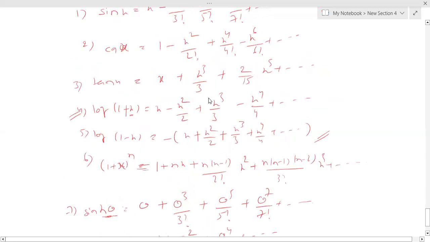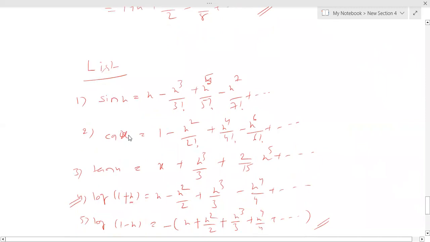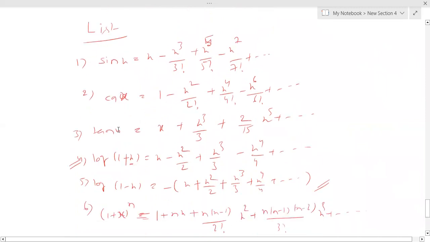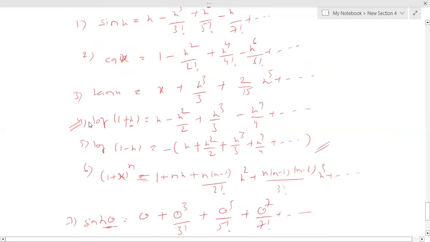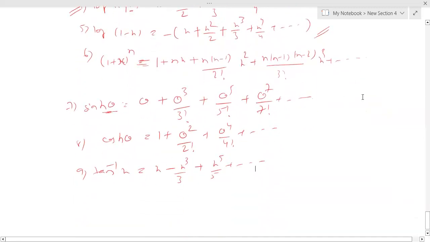These are the problems we may ask in the examination: show that sin x equals this expression, or sometimes we may ask, find the Maclaurin series of sin x. Find the Maclaurin series of cos x. Find the Maclaurin series of tan x. Find the Maclaurin series of log of 1 plus x. Find the Maclaurin series of 1 minus x. Likewise, we may also ask like this.